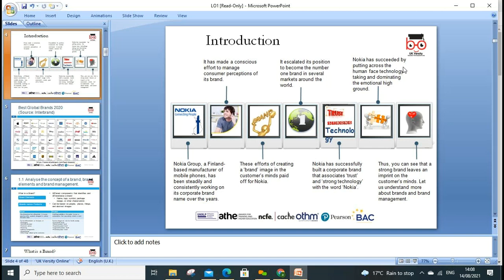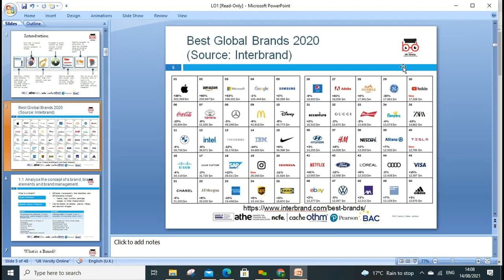Yes. So let's understand more about brands and brand management, which we'll go through in detail. Okay, these are all the best global brands. Why are they the best? Just think about this sign itself, Nike. What do you think? It is worth more than 90 million, the brand itself.